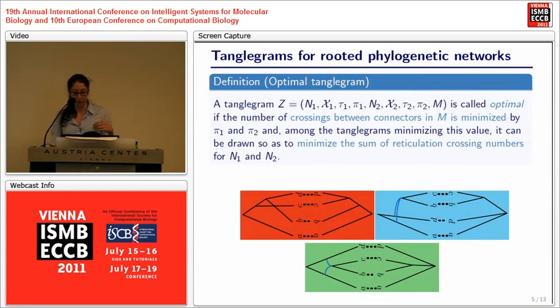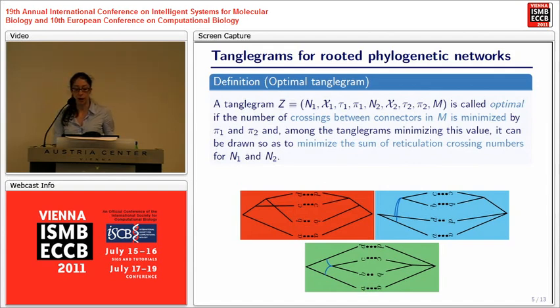So here I give you 3 examples. The first example is not a tanglegram, because here we have 2 edge crossing, but these are 3 edges. So this is not a tanglegram because you have a 3 edge crossing. The second is a tanglegram, because as you can see, the crossings involve only reticulate edges. But it's not an optimal one.